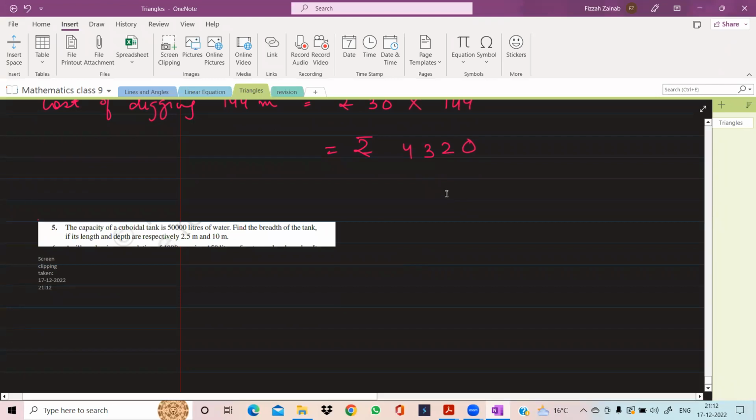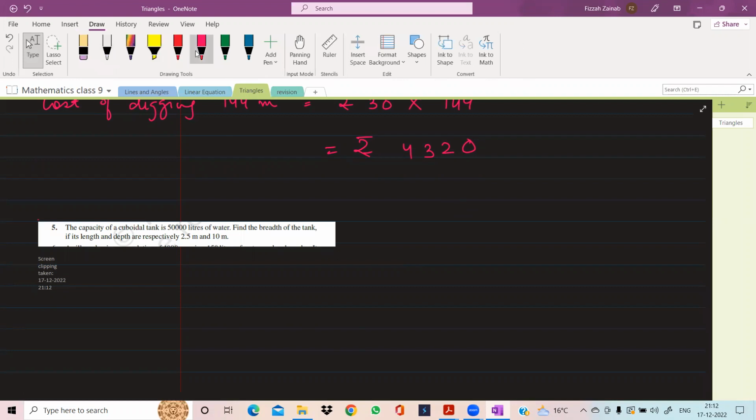Okay, now this is easy, Jaslyn. Now you find it. Tell me the answer. See, the capacity of a cuboidal tank. So that means volume is already given. Okay, so there's a problem here. It is given in liter. Okay, let us solve it.